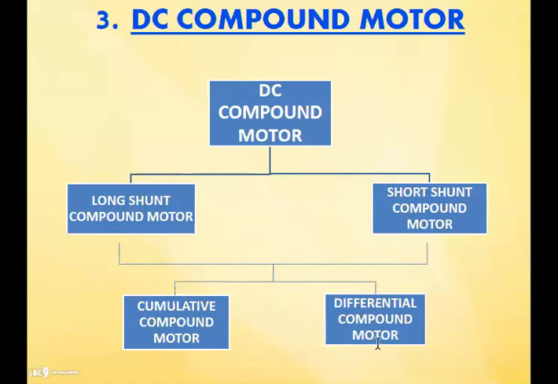Compound is nothing but the mixture of both the series and shunt field winding. That means here the field winding should be placed in series and shunt also. That is the difference between normal motors and the compound motor. So this is about the DC motors.